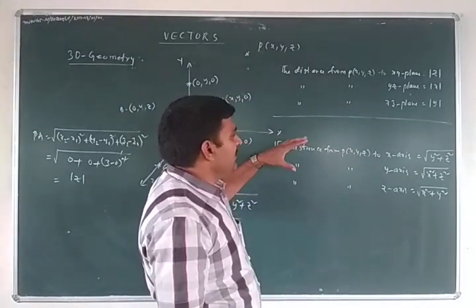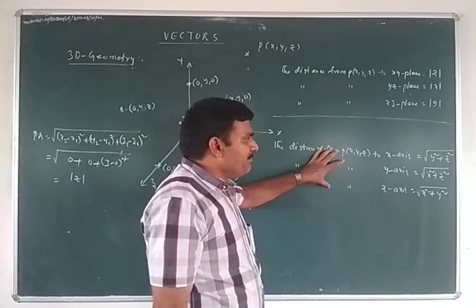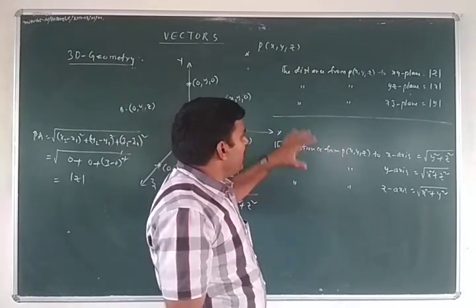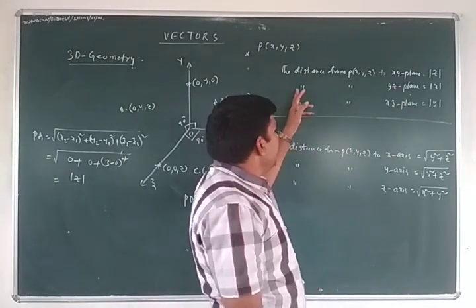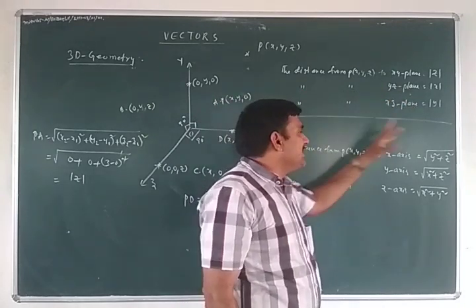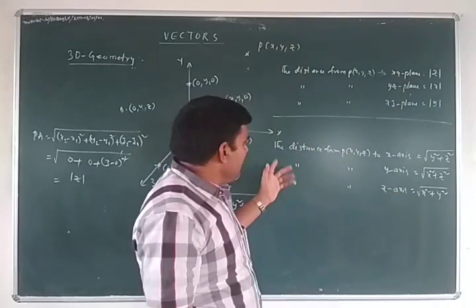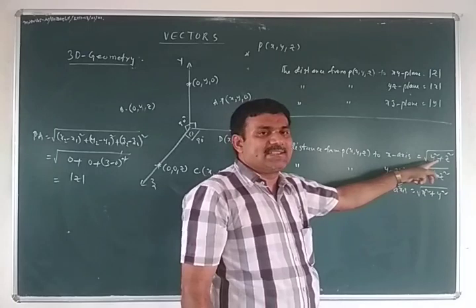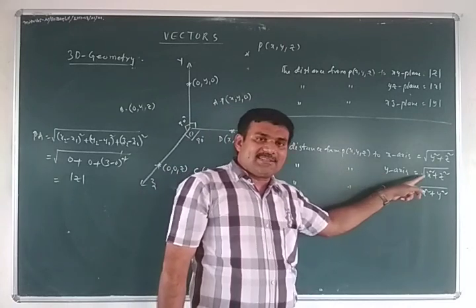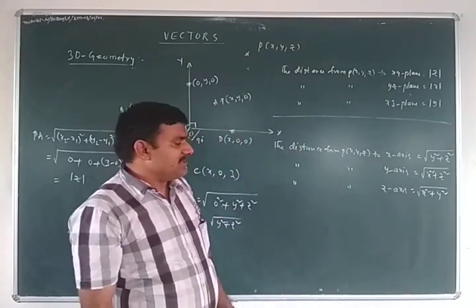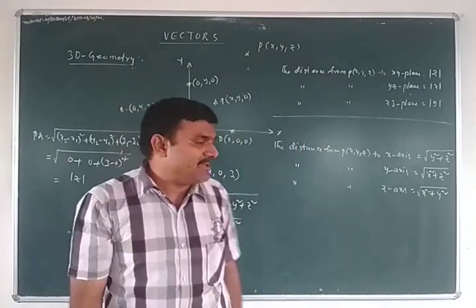We require them for solving the problems in the exercise. Few problems are there based on these three formulas and these three formulas. Now to remember these formulas: the distance from P(x, y, z) to the xy plane is mod z, the distance from the point to the yz plane is mod x, and the distance from the point to the xz plane is mod y. Similarly, the distance from the point to the x-axis is the square root of y square plus z square, the distance from the point to the y-axis is the square root of x square plus z square, and the distance from the point to the z-axis is the square root of x square plus y square.